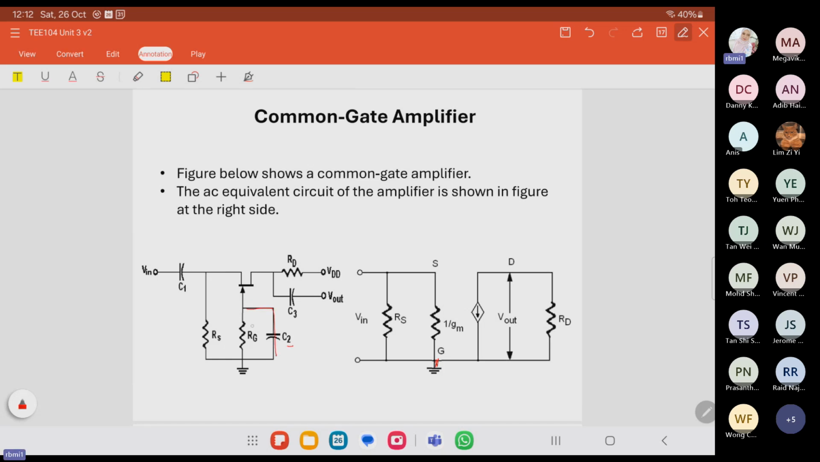Due to C2, there is no RG. But then we have the RS at the input. We have RD. This is considered an open circuit. This is connected to ground. Okay, RD goes to ground. And then for this one, replace it with this equivalent circuit.